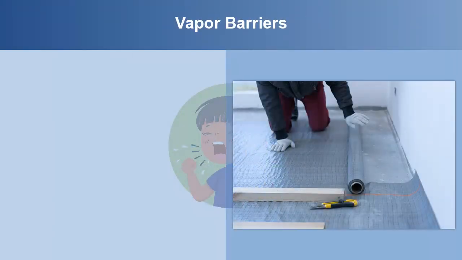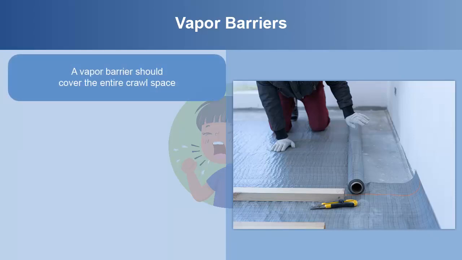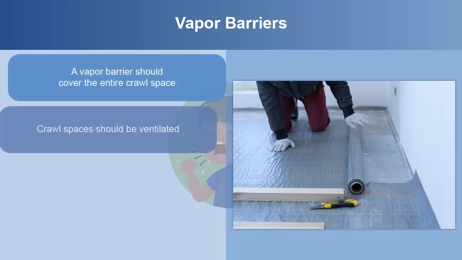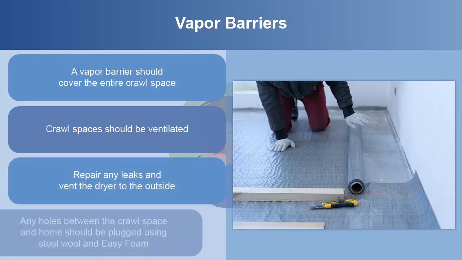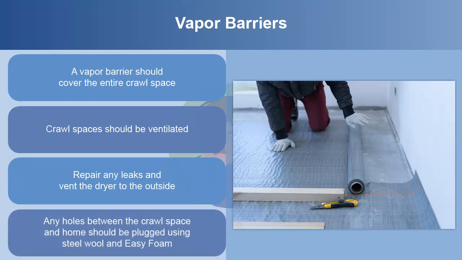To further reduce moisture allowed into the home, a vapor barrier should cover the entire crawl space. Crawl spaces should also be ventilated. Repair any leaks and vent the dryer to the outside. Any holes between the crawl space and home should be plugged using steel wool and easy foam.